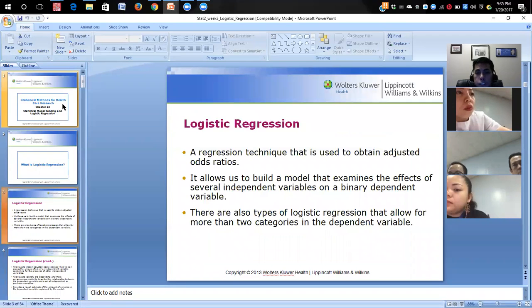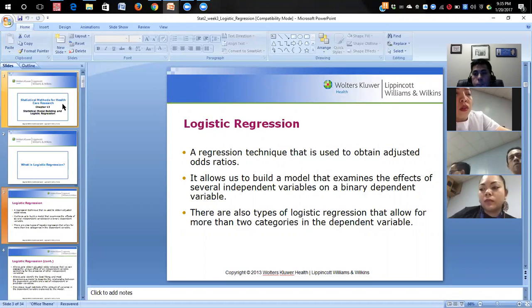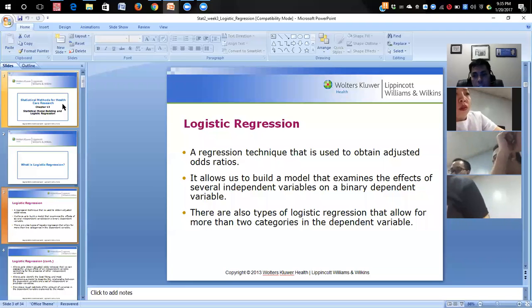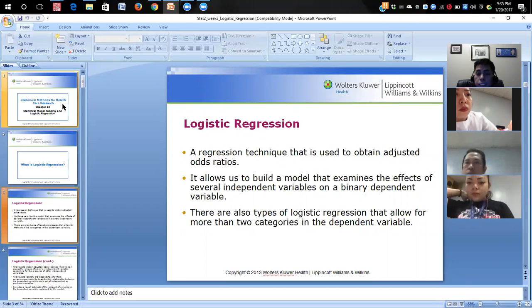So logistic regression is a regression that is used to obtain adjusted odds ratio. It allows us to build a model that examines the effect of several independent variables when our dependent variable is binary, which means two outcomes, yes, no. Very appealing in epidemiology because our dependent variable only has two outcomes, and it's binary. It's not continuous, unlike in our first example, where our outcome is continuous. This one, it's binary. It's nominal. It's yes, no.